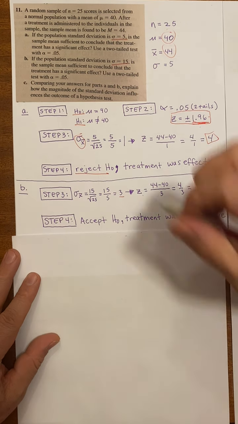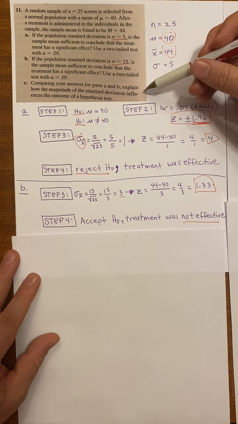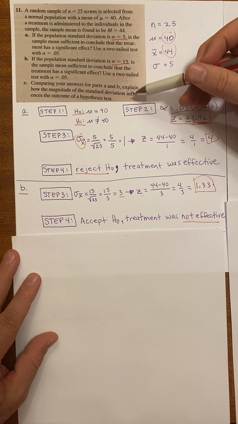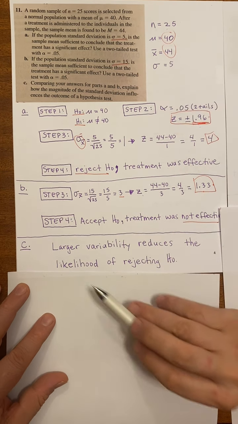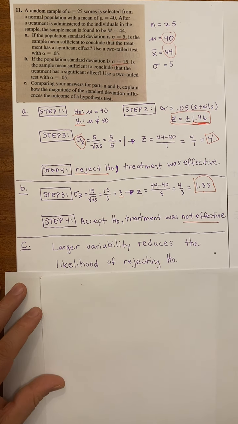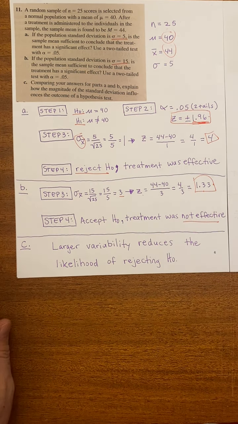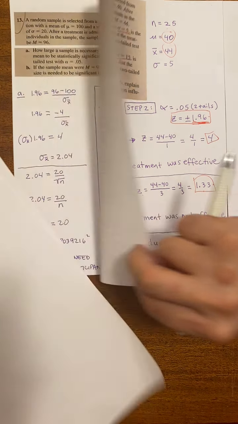Okay, so then that leaves us to question C. It says, comparing your answers for parts A and B, explain how the magnitude of the standard deviation influences the outcomes of a hypothesis test. Basically the same thing. Larger variability reduces the likelihood of rejecting H0. I think that was exactly the same thing that happened in the previous problem. But anyway, let's go ahead and move on to number 13 now.